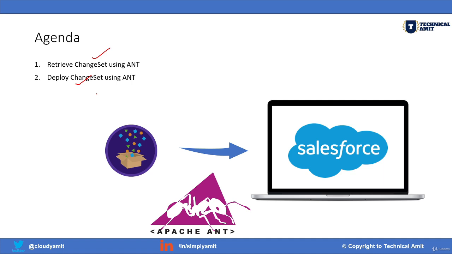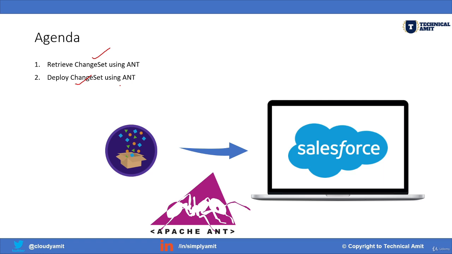There might be a question why we need to do that, because we can already deploy the change set from one org to another connected org. Suppose you have a use case where you have some metadata that you have developed inside one Salesforce sandbox environment, and now you want to deploy that metadata to another Salesforce environment which is not connected with it. In that case, how will you do that?